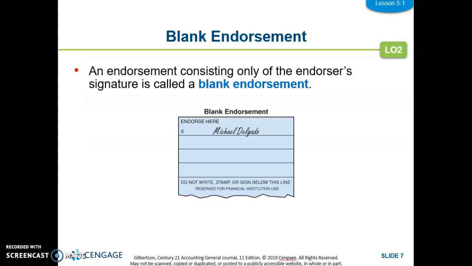A blank endorsement consists of only the endorser's signature, such as Michael Delgado on the back of this check here. If a check with a blank endorsement is lost or stolen, the check can be cashed by anyone who has possession of it. Ownership may be transferred without further endorsement. A blank endorsement should be used only when the person is at the bank ready to cash or deposit a check. So if you have a check and you're going to deposit it, do not sign the back with just your name until you are at the bank ready to give them your check to deposit it in your account.